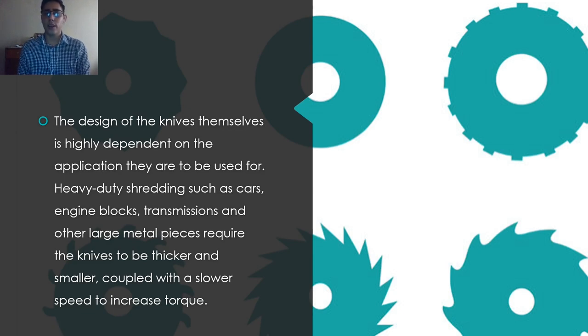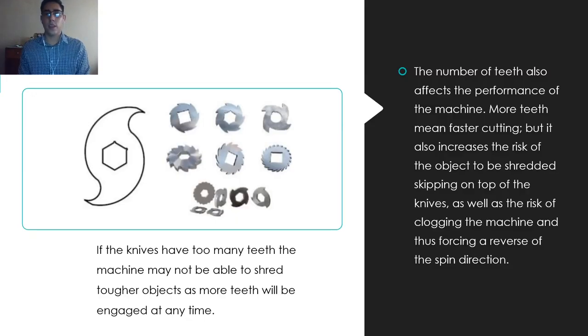The design of the blades is highly dependent on the application they are used for. Heavy duty shredding, such as large and big pieces of metal, requires the blades to be a lot thicker and smaller, coupled with a slower speed in order to increase torque. The number of teeth is also an important thing to take into account.